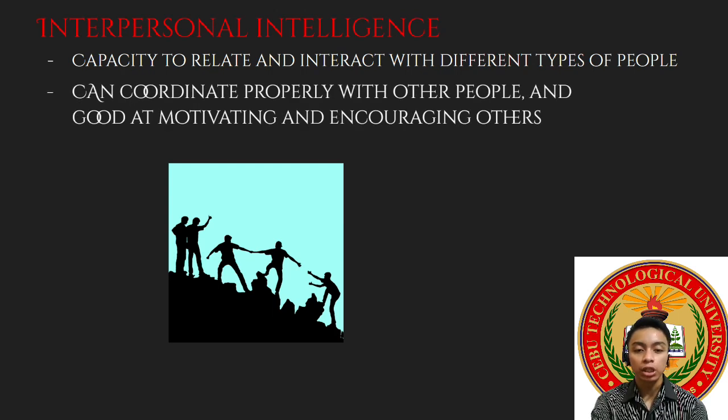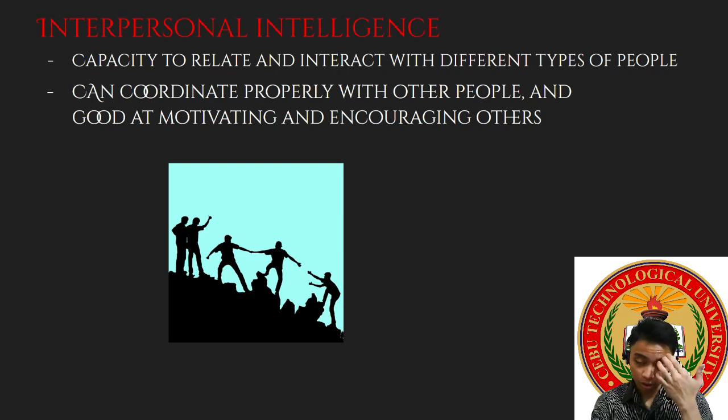And next, the second one would be bodily kinesthetic intelligence. So what is bodily kinesthetic intelligence? It is the capacity for carrying out different body movements, skills, and physical activities. People that are good at maneuvering their own body can make objects skillfully, such as dancing or sports.